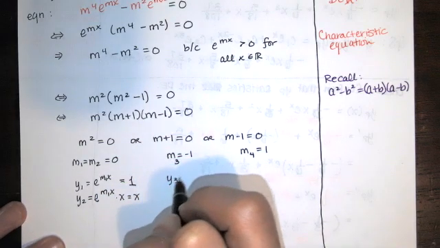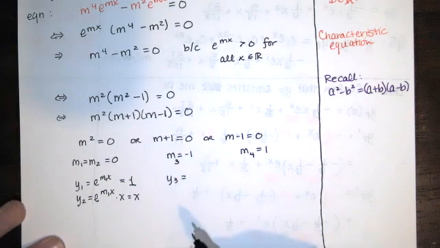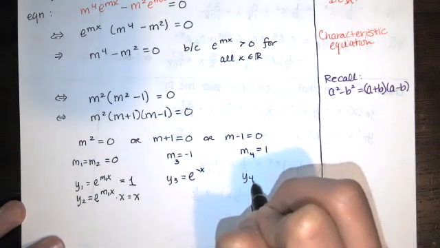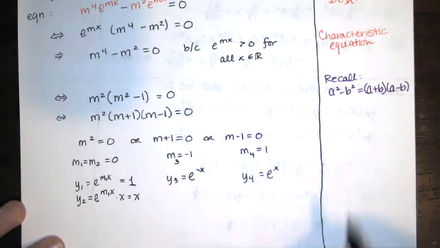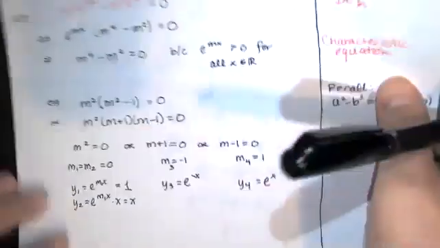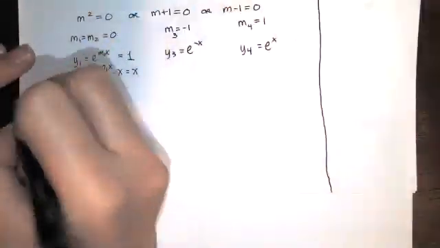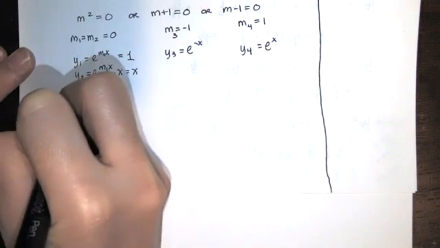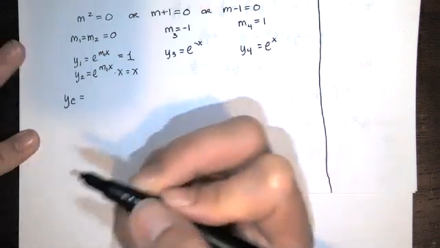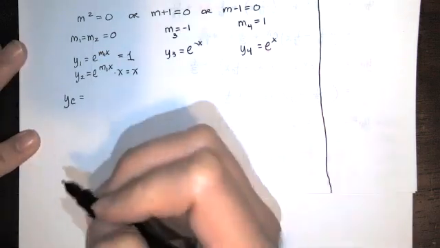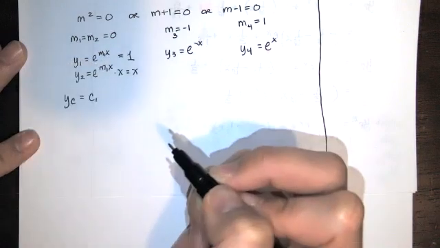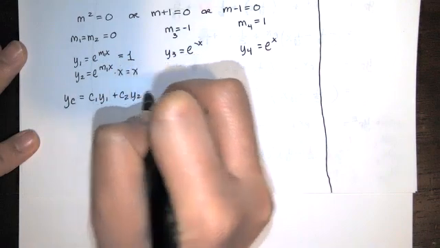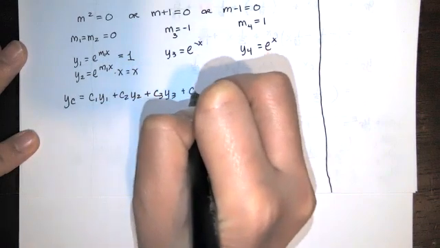Over here, our solution that corresponds to m sub 3 equals -1 is e to the -1 times x. And the solution that goes with this is e to the +1 times x. So the general solution to the corresponding homogeneous equation is called y sub c. That's the complementary function or the complementary solution. It was a fourth order differential equation, so it's c1y1 plus c2y2 plus c3y3 plus c4y4.